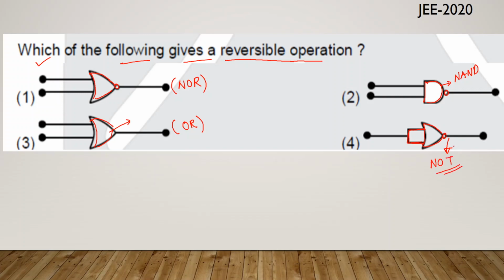Now let us identify what question he is asking. This was the first time he has given this type of question. He is telling which of the following gives a reversible operation. Let us understand what is the meaning of reversible operation. Suppose there are two persons X and Y.